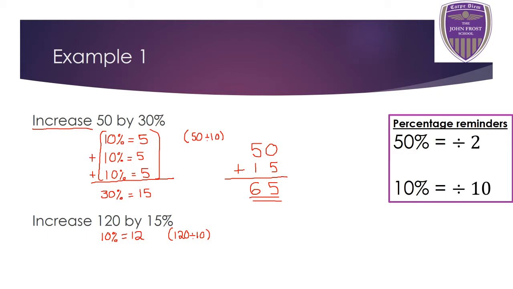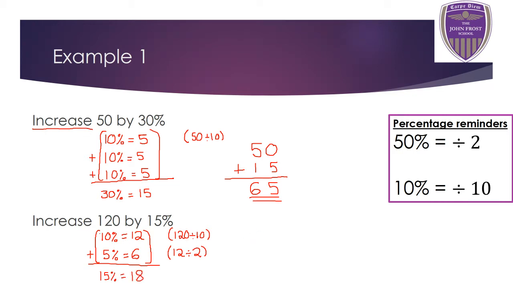Now, how can I get from 10 to 15? Well, I need to add 5%. How can I get 5%? Well, I know that 5 is half of 10. So 5% will be half of whatever 10% is. So 12 divided by 2 gives me 6. So that is what 5% is. Again, I'm going to add these up. 10 plus 5 is 15%. And 12 plus 6 is 18.